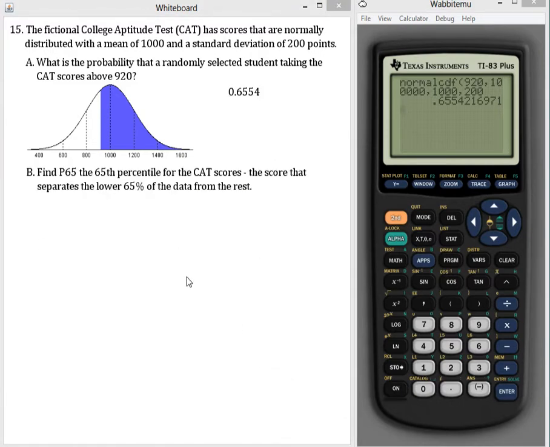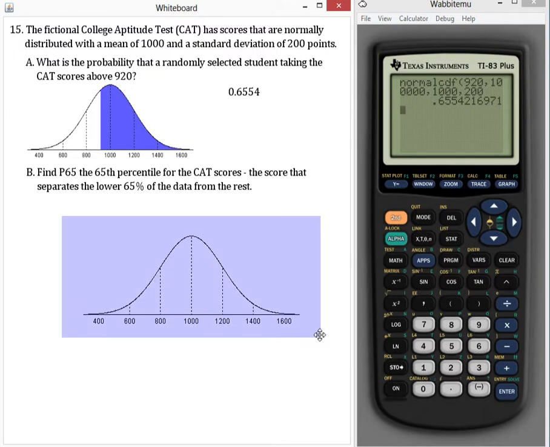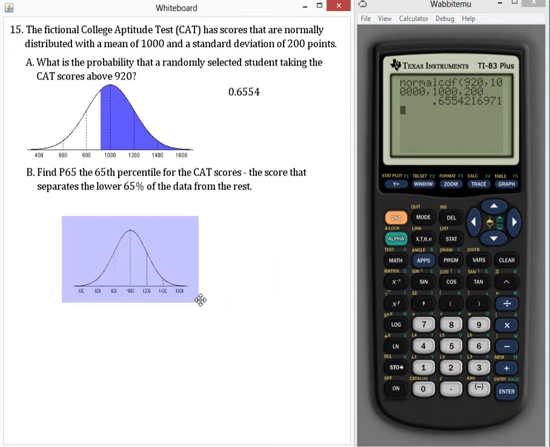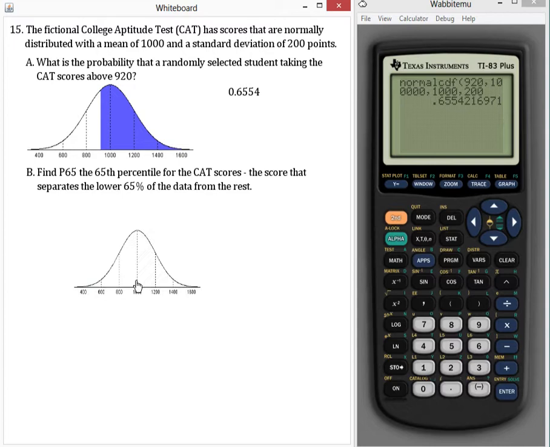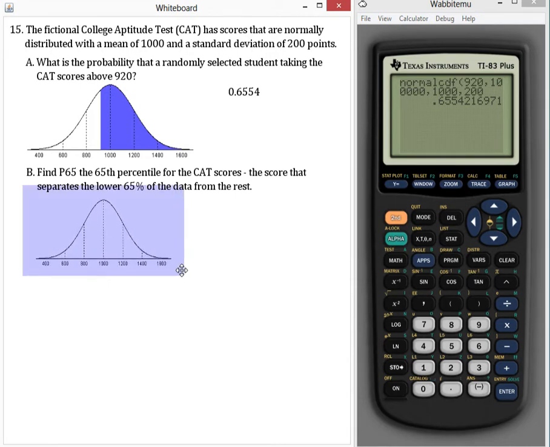Part B, find P sub 65, the 65th percentile for the CAT scores, a score that separates the lower 65% of the data from the rest. Three ways of saying the exact same thing. So let me draw a distribution, and I've labeled it with the mean of 1,000, marked everything off by 200, just so we have a bit of a reference to go on.